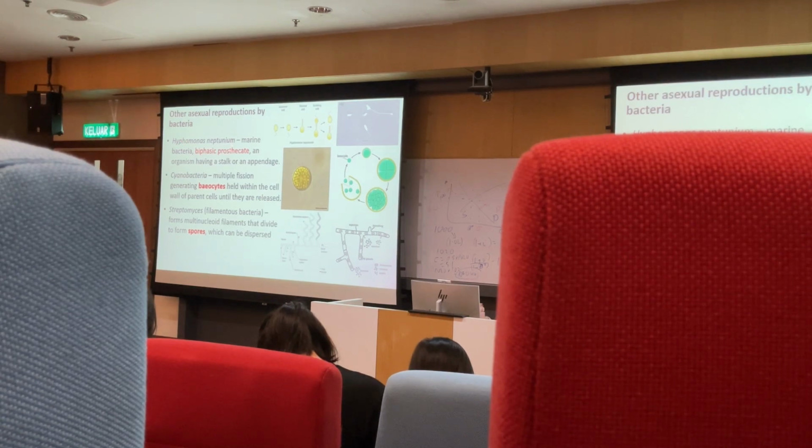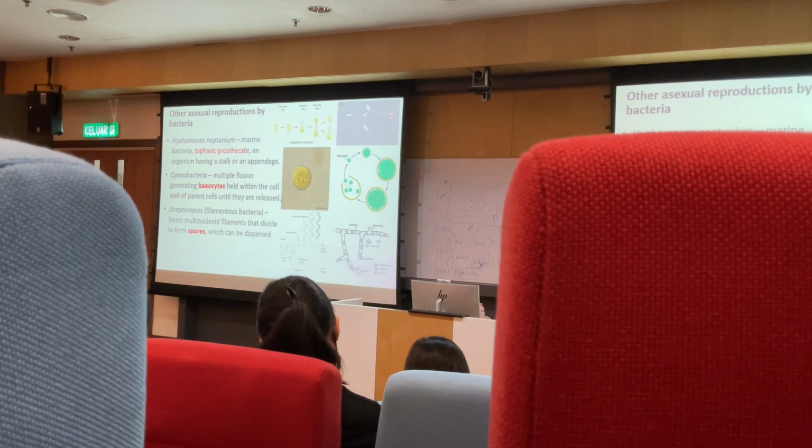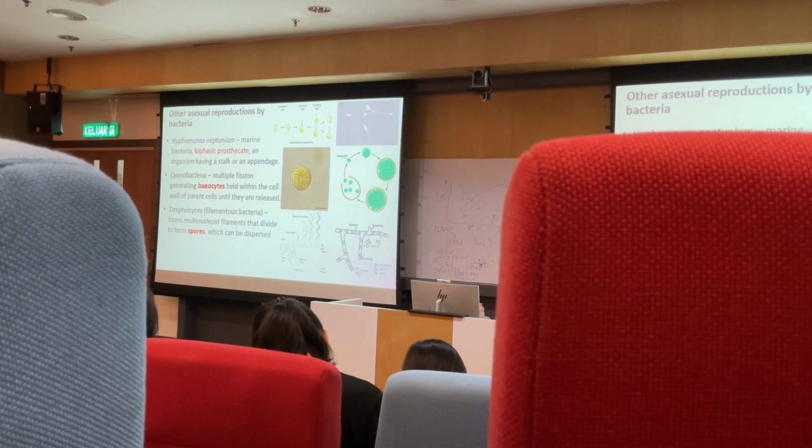Hyphomonas neptunium, which is this one. I think that picture is taken from an agar plate. So they look like this. This Hyphomonas neptunium is very interesting because they have the appendage, or stalk, right? They actually have a growth of the appendage coming out, and they have this particular structure.